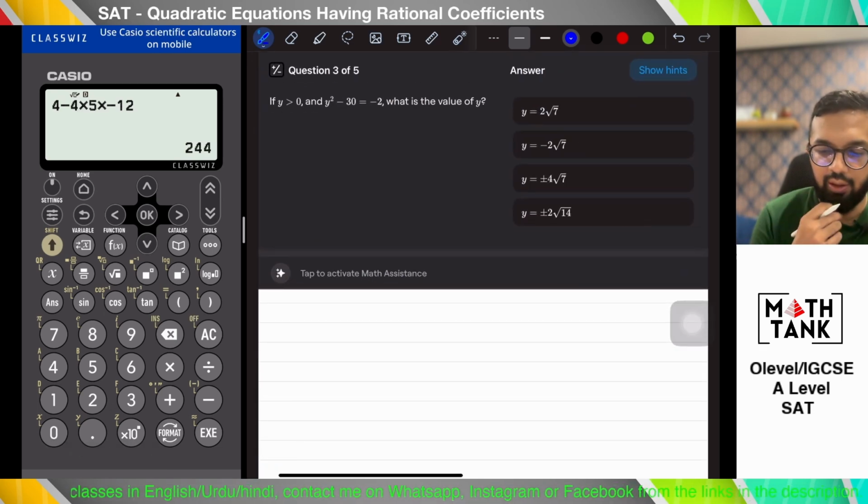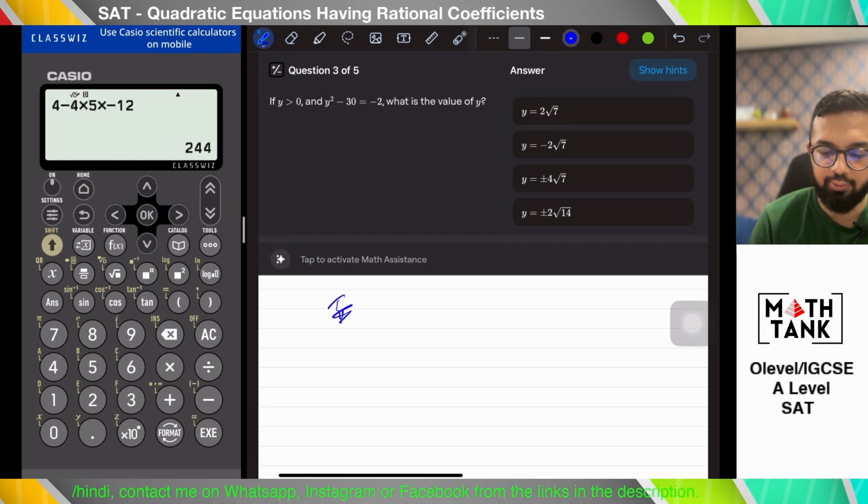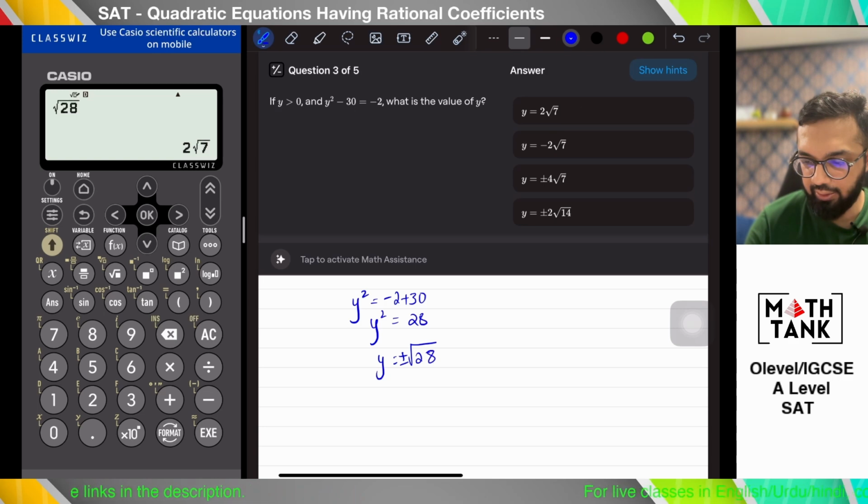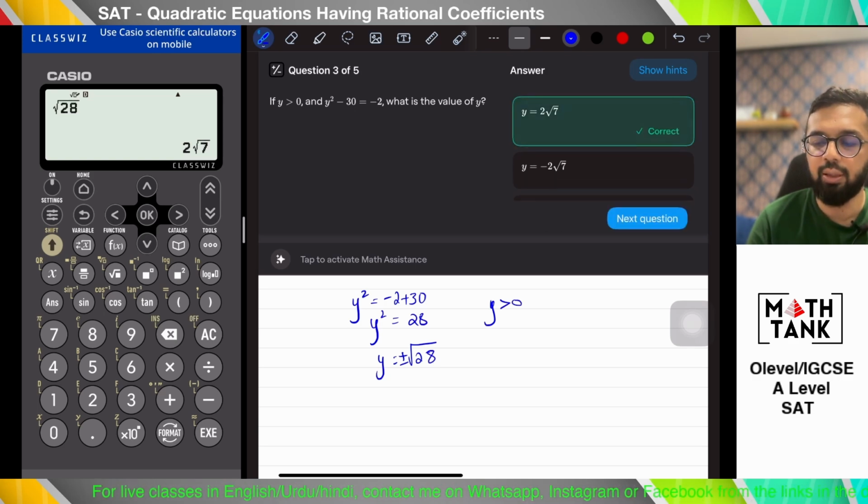Question number 3. If y is greater than 0 and y squared minus 30 equals minus 2, what is the value of y? Now, there are two ways of doing it. One is that you could take y to the other side and say that y squared equals 28. And then when you put a root, there are both positive and negative roots. So you get plus minus root of 28. What is root of 28? Let's verify if that is 2 root 7. Yes, that is 2 root 7. So it could be plus minus 2 root 7. And since it says y is greater than 0, it should be plus 2 root 7.